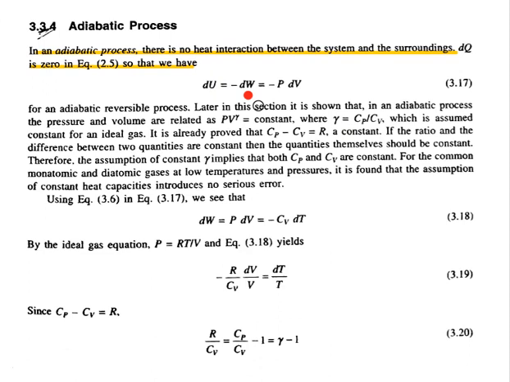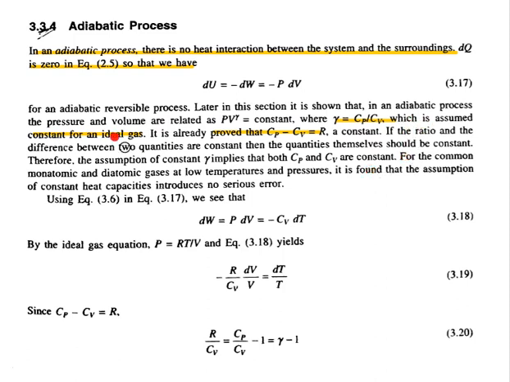For an adiabatic reversible process, later in this section it is shown that the pressure and volume are related by PV raised to gamma is equal to constant. For an adiabatic reversible process, we are going to discuss PV raised to gamma is equal to constant, and the value of gamma is Cp by Cv, which is assumed constant for the ideal gas. It is already proven that Cp minus Cv is equal to R, a constant, where R is the gas constant.